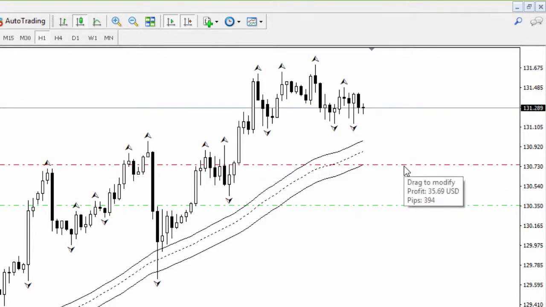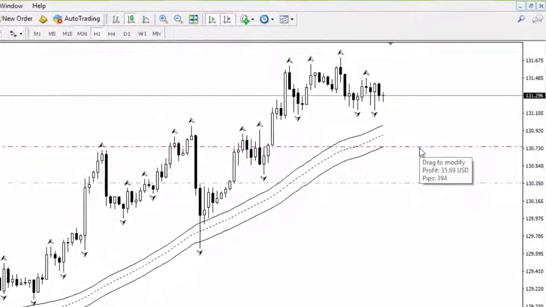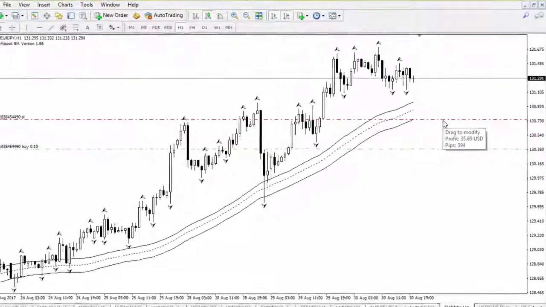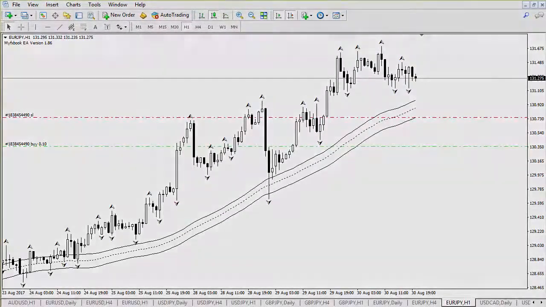Moving this long trade stop loss order has just helped me to increase its guaranteed profits from only 27.4 pips to exactly 39.4 pips now.